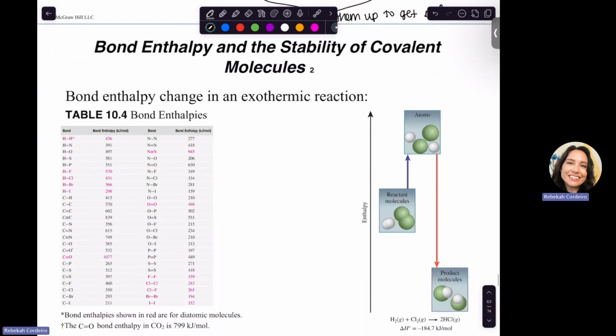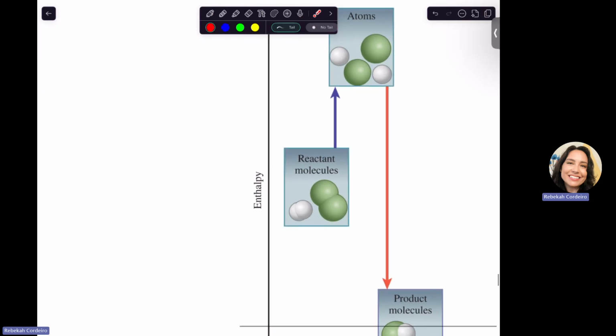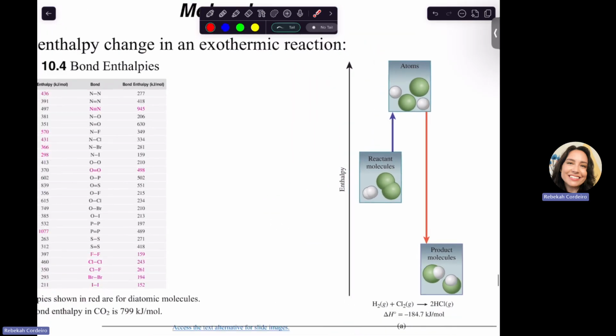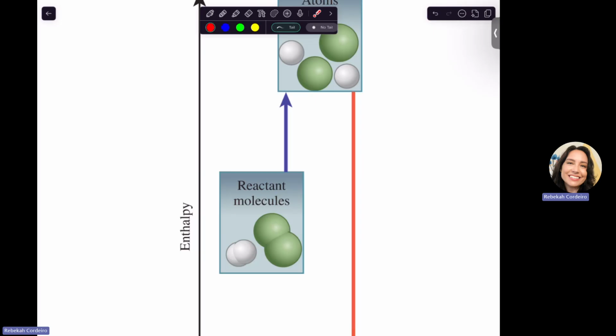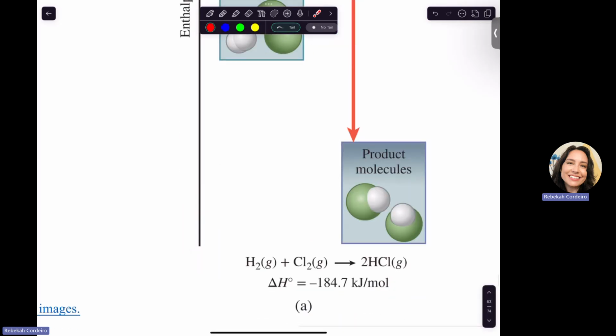So this slide is talking about bond stability. I kind of already mentioned this, I spoiled it just a little bit. Basically, in this image, if we were going to run this reaction, these are hydrogens, the two white spheres, and then two chlorines, and we want to make HCl. So our reactants are here, our products are here.